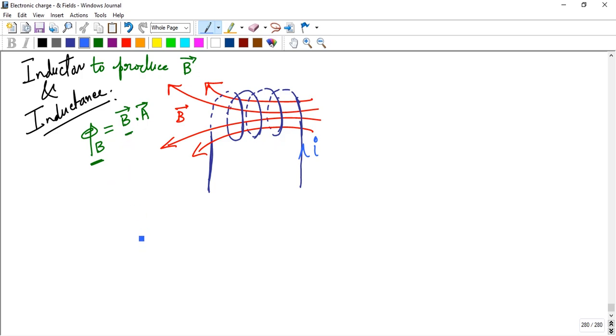Here B is the magnetic field passing through the coil, and another important term is the number of turns in the coil. N is the number of turns in the coil, and phi B is the flux. This flux is linked with the magnetic field, and it is directly proportional to I. That's why N phi B has another name: N phi B is called flux linkage.